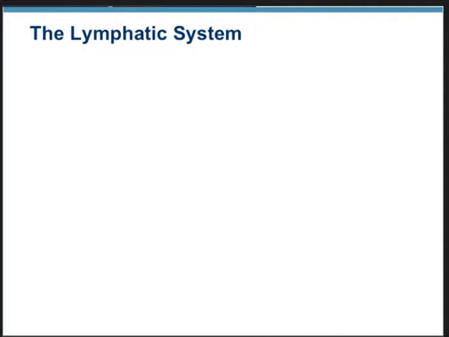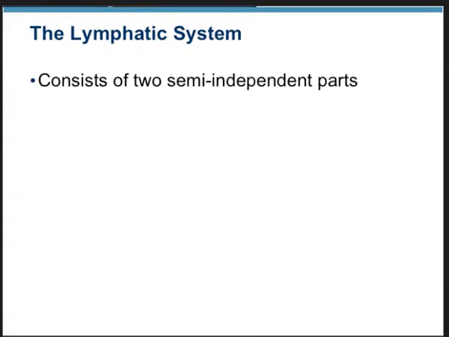what we call our innate immunity, which are our body's barriers to infection, which include our skin, our mucous membranes, our secretions, and also our inflammatory response. So let's start by a discussion of the lymphatic system.